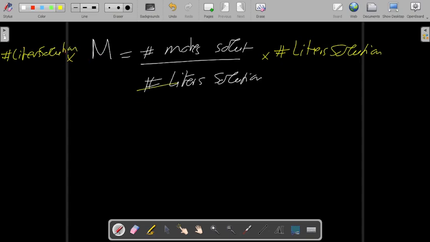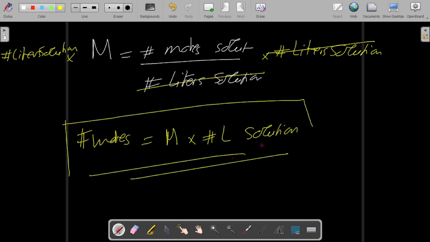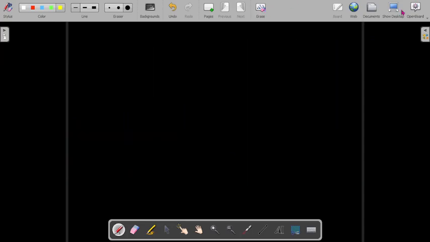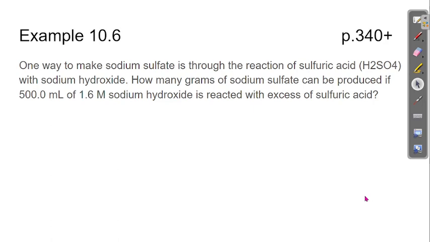That's algebra. So this is canceled, and you're left with the number of moles of whatever substance you're looking for equals the molarity times the number of liters of that solution. Okay? If you want to memorize the new equation, go ahead and memorize the new equation, but just learning the original equation, this right here, allows you to find this equation by using algebra. So let's apply this to a problem, the kind of problems you're going to have to solve this week. Page 340, example 10.6.